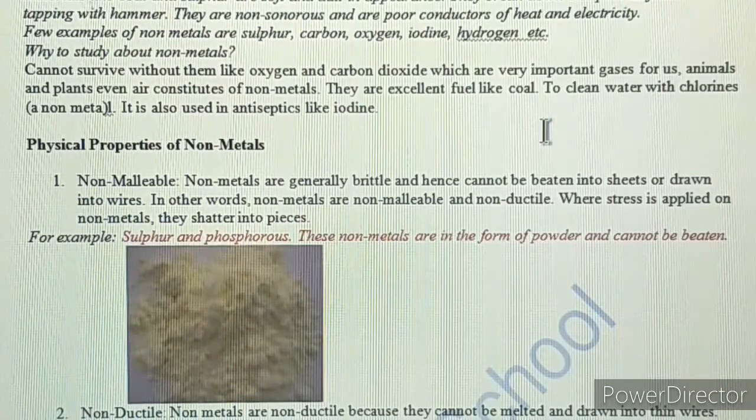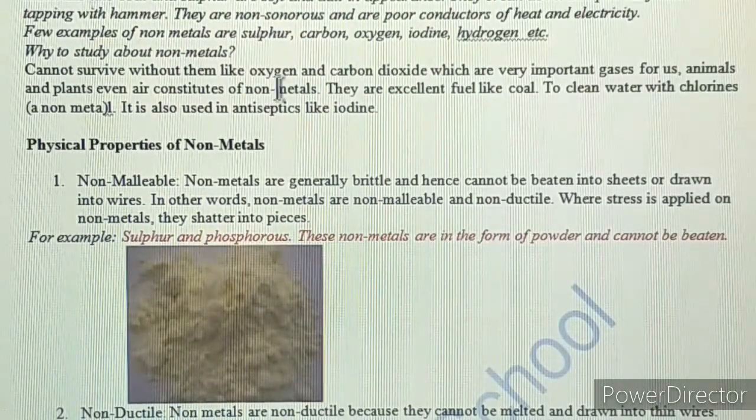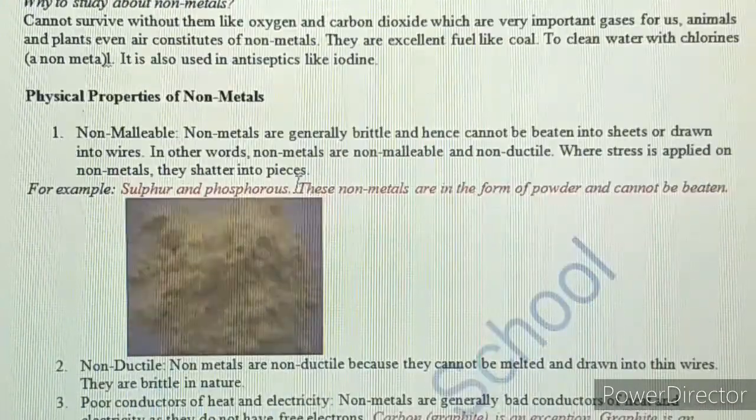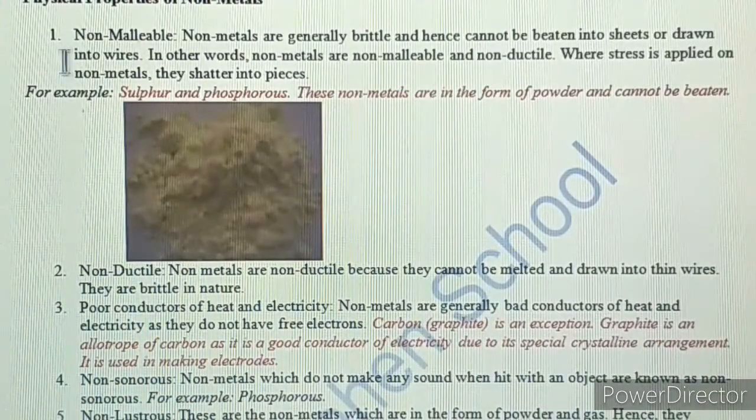All these are non-metals, and they are 22 in number. But around us, if we see, non-metals are more common, and non-metals are more important for us than metals. It's not that metals are not important, but for surviving, non-metals are more important for us. Now, physical properties of non-metals, we'll do it very fast.